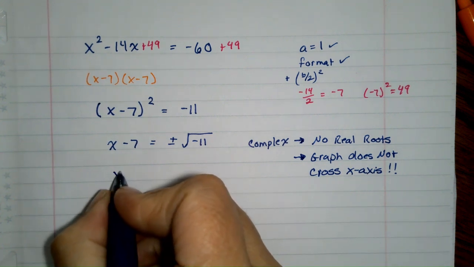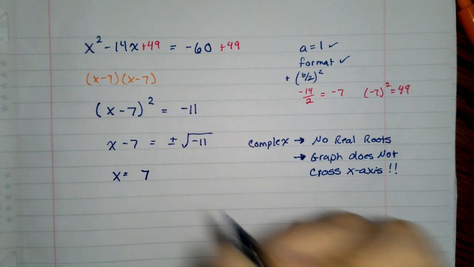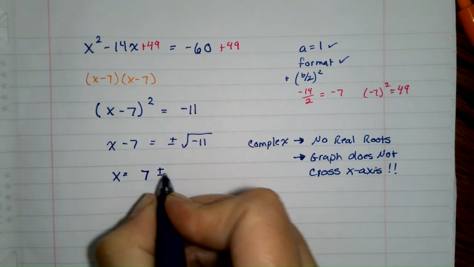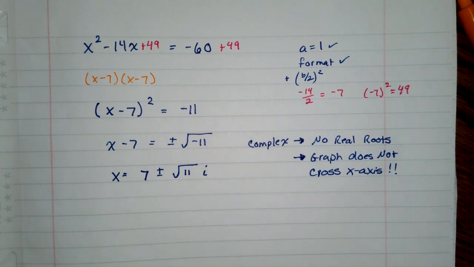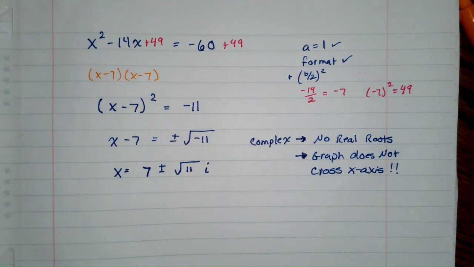So I'm going to add 7 to both sides. Again, I like to put it out front. Instead of writing negative 11, I'm going to write 11 with that i outside. So depending on how they word the directions, you're either going to say no real solution, or you're going to give that complex solution.